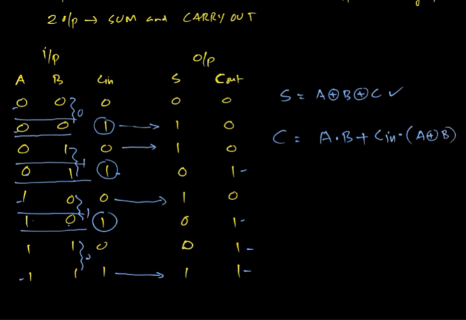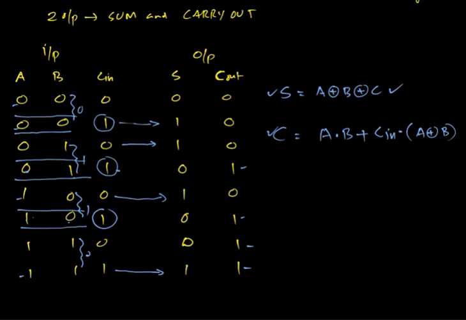Now if you take this combination A and B or C in and A exclusive OR B, you can see that this is the Boolean expression for the carry out of a full adder. So sum is given by A exclusive OR B exclusive OR C, and carry is given by A and B OR C in and A exclusive OR B. So now let's try to realize this circuit.